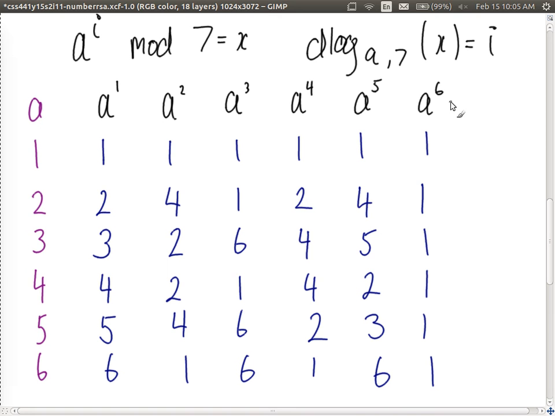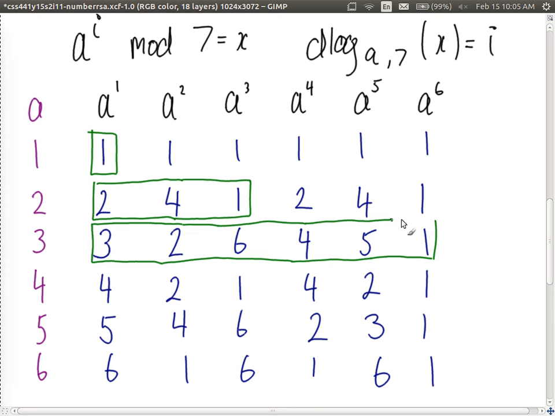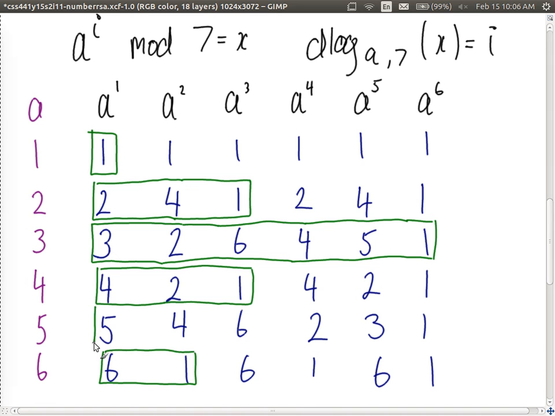There's no repetition. And you should see that in that table. You see the pattern. Some of them repeat. With 3, all 6 answers are different. And that's what we need if we want to be able to find a unique discrete logarithm. If we have repetition, then it could be one of multiple answers. With 4, we have repetitions. You see here, it's 421, 421. With 6, it's 61, 61. With 5, we have distinct values.